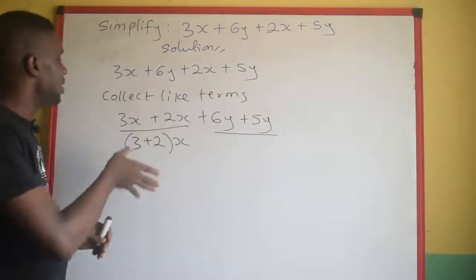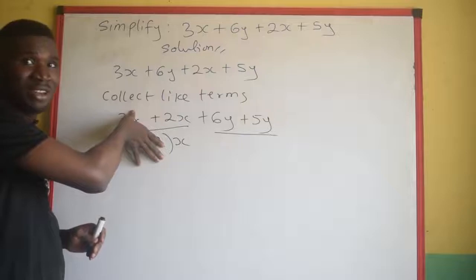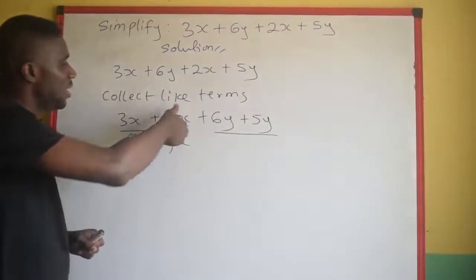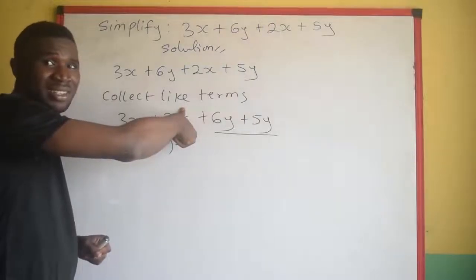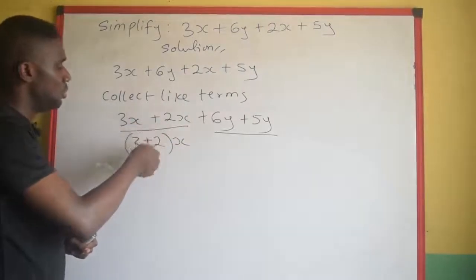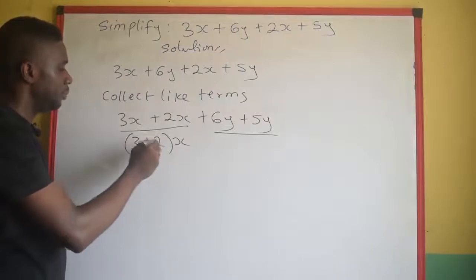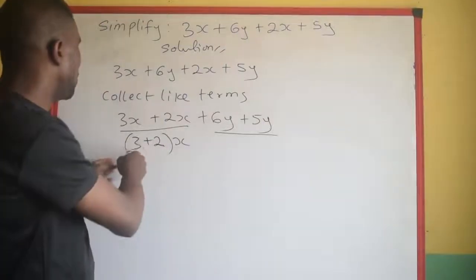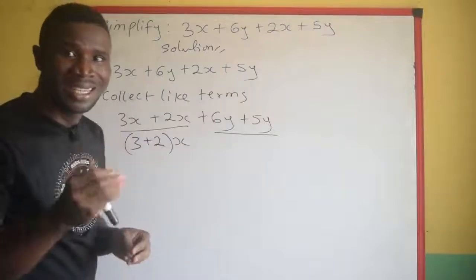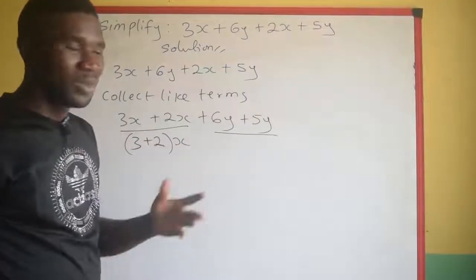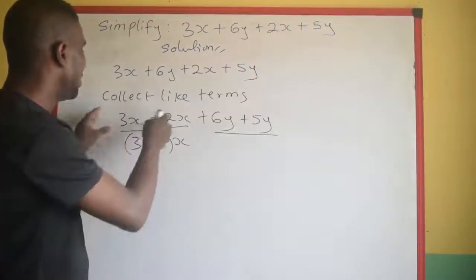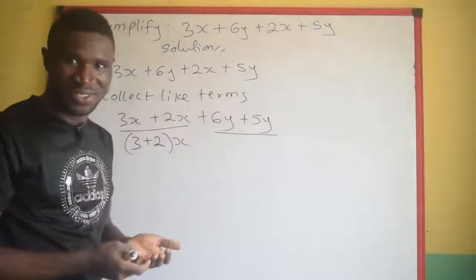I repeat, I blocked this x. If I block it, I will only see 3. I bring the 3 down. I block the x here. When I block it, I only see plus 2. I bring plus 2 down. When I have done that, I put both 3 and plus 2 inside the bracket and take x outside the bracket. I've taken x outside the bracket because I'm aware that this term from here to here contains x.